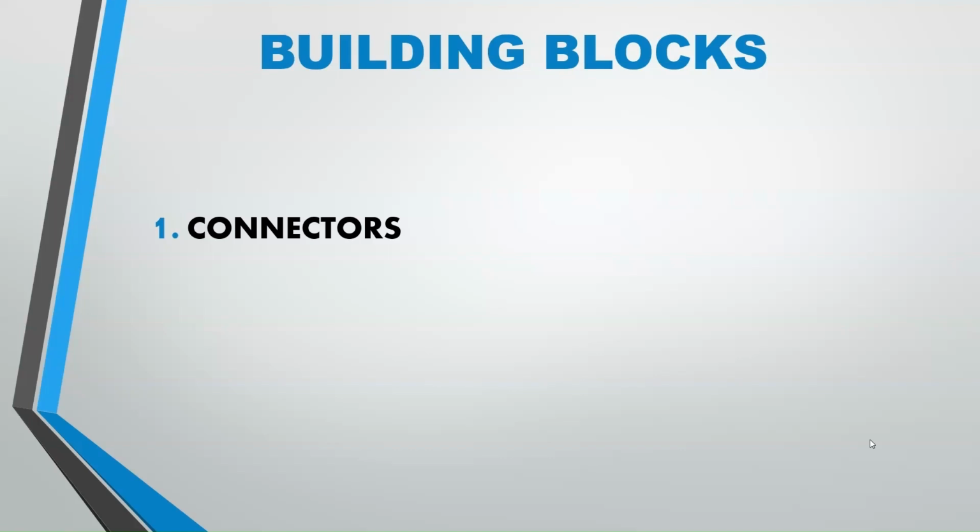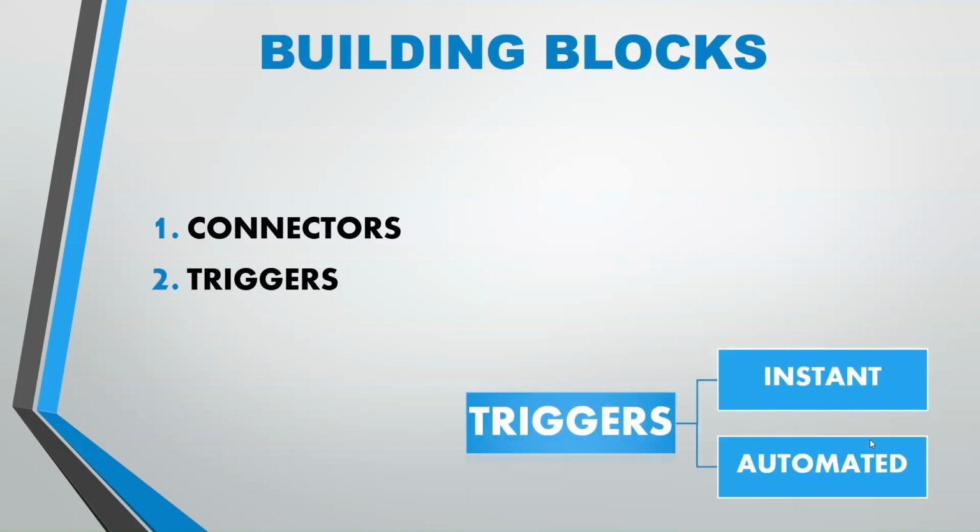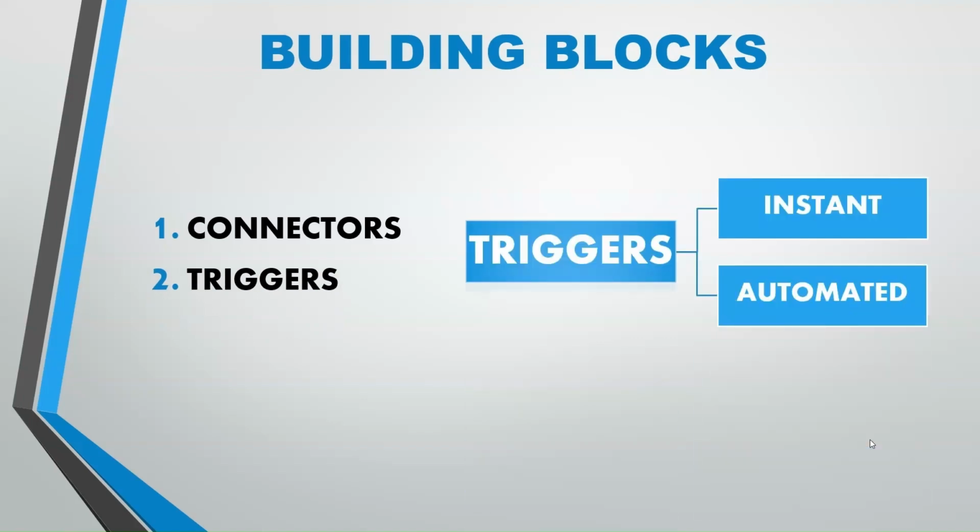And the second one is triggers. Triggers are the events which will initiate our workflow. They are the starting point of our automation. These triggers are also categorized into two types: instant trigger and automated trigger. Instant triggers are initiated manually or immediately when a specific event occurs. When you press a button to start a workflow, it's an instant trigger.